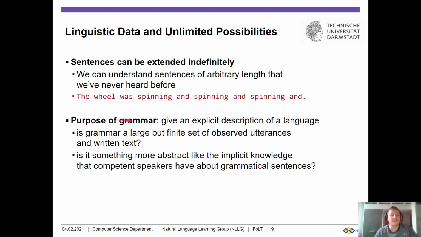So now let us talk about the purpose of a grammar. We could say the purpose of a grammar is to give an explicit description of a language. And then we could have two questions about this. The first question could be, is grammar just a large but in principle finite set of observed utterances and written text in our mind that we can have access to?